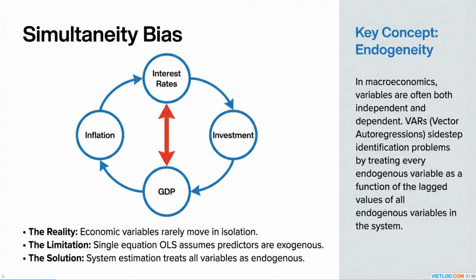The solution is system estimation, such as a VAR model, which treats all variables as endogenous, acknowledging their mutual influence. In macroeconomics, variables are often both independent and dependent. VARs, or vector autoregressions, sidestep identification problems by treating every endogenous variable as a function of the lagged values of all endogenous variables in the system.